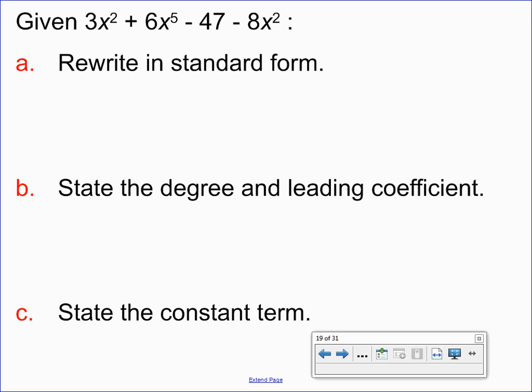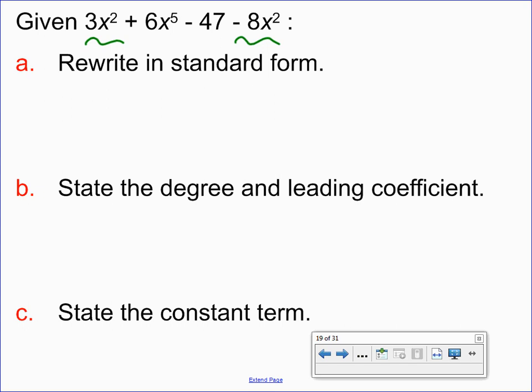So everybody, let's scan this problem and see, are there any pairs of like terms? Eric? That's negative 8x squared and 3x squared. Excellent. So we've got negative 8x squared and 3x squared. Any other pairs of like terms? No other pairs, okay. And what's the dominant term here?